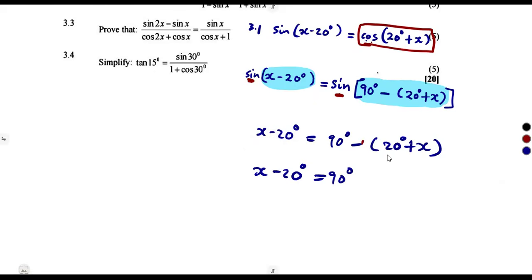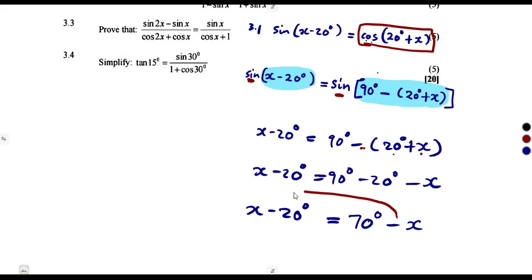This is negative 1 into the bracket. So that was going to be negative 1 times 20, which is negative 20. Negative 1 times x, which is what? Negative x. So on the left-hand side, there's nothing that we can do, but the right-hand side, we can simplify 90 minus 20. That's 70 minus x.